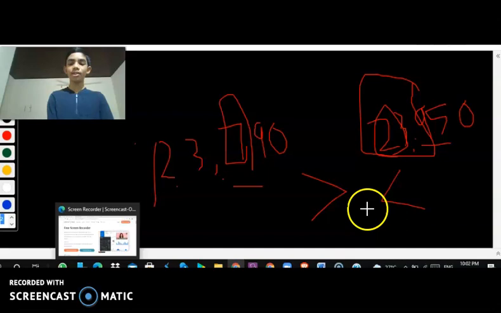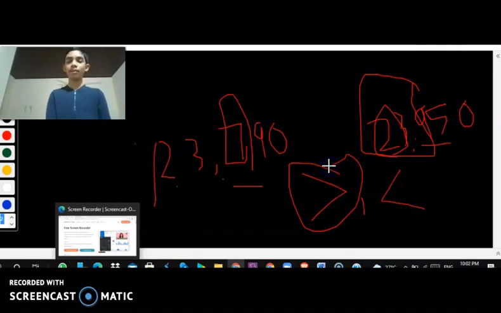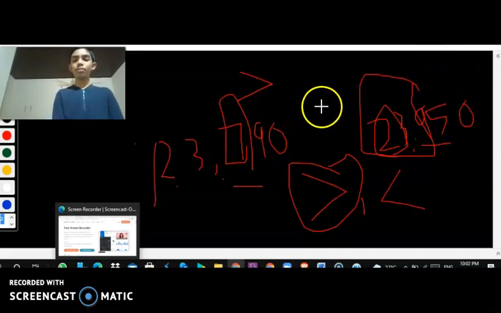There are two symbols to compare numbers, and we have to represent which is greater and which is smaller. Comparing means comparing a thing between two only. Between two numbers only we can compare, not more than two. So when we compare and the left number is greater, we have to represent it with the greater than symbol.